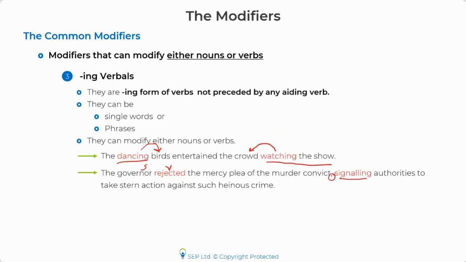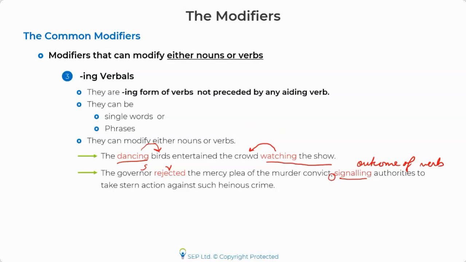It's not a verb, right? There is no helping verb here. We can't say the governor signaling authorities. That doesn't make sense. However, the signaling is telling us the manner in which the governor rejected the plea, or it is telling us what the governor did once the mercy plea was rejected. The outcome of the rejection is signaling. So this is the outcome of the verb. All right. And as you can see, the verb modifier can be placed far away from the verb.